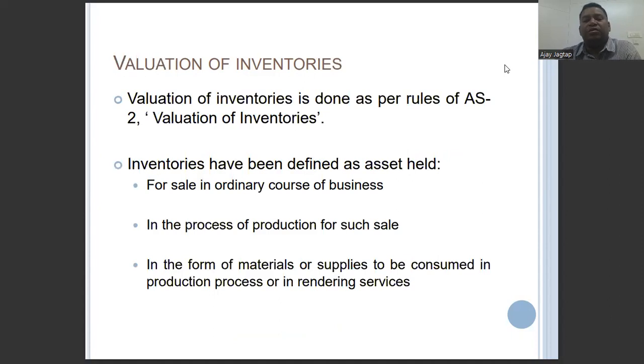Valuation of inventories is done as per the rules of AS-2. Inventories are defined as assets held for sale in the ordinary course of business, in the process of production for such sale, or in the form of materials or supplies to be consumed in the production process or in the rendering of services.